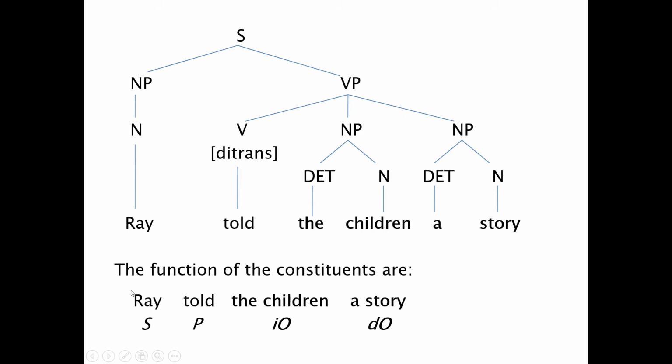Okay, the functions of the constituents in Rami told the children a story: Rami is the subject, a noun phrase, and told is the transitive verb, and the children is the indirect object, and a story is the direct object. And we can say Rami told a story to the children.